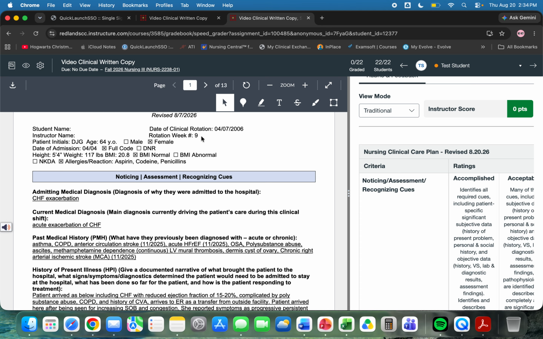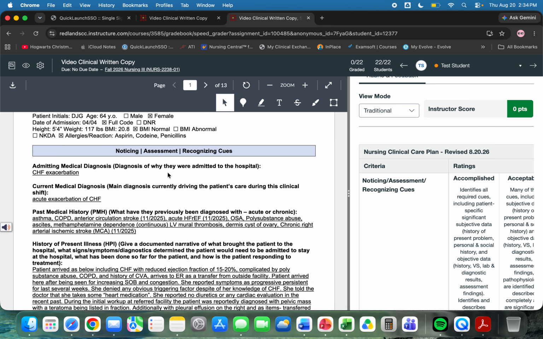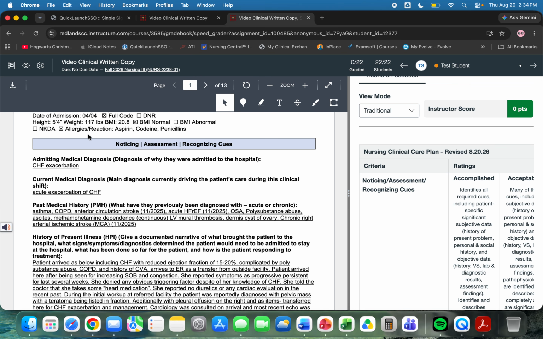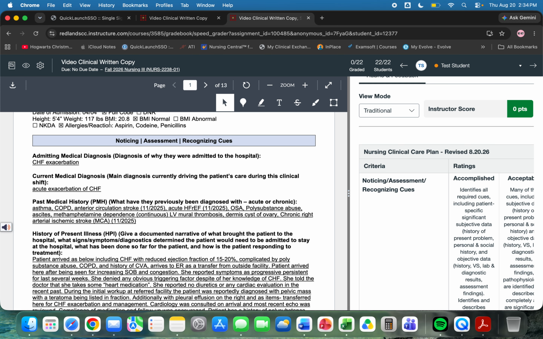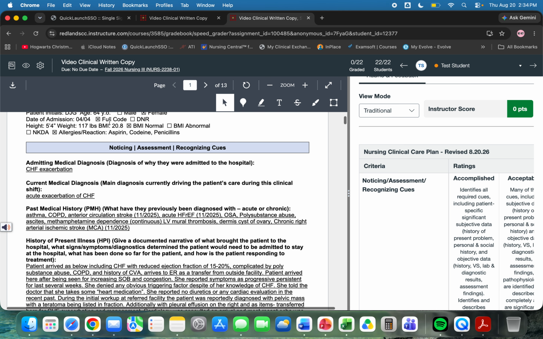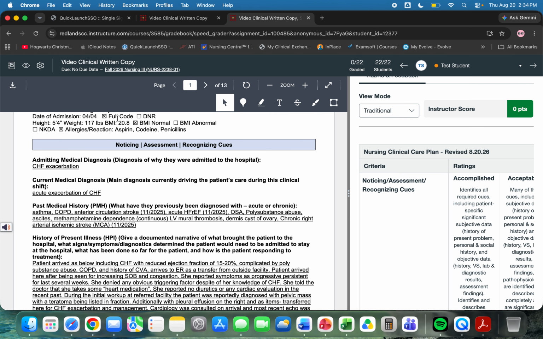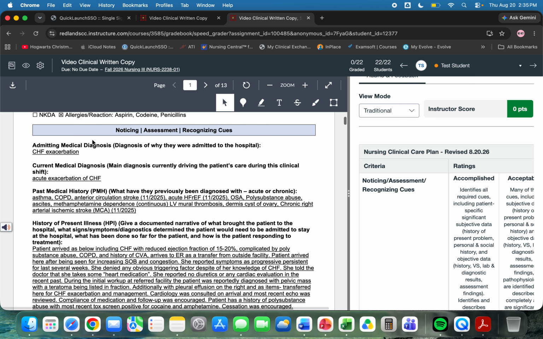They're supposed to put the date of their rotation, the week of their rotation, and fill out patient information in here that is pertinent. Again, no patient identifiers. We never want to violate HIPAA or anything like that. But they are supposed to put the admission date, whether they are a full code, their height and weight, and any major drug allergies. That all goes at the very top.